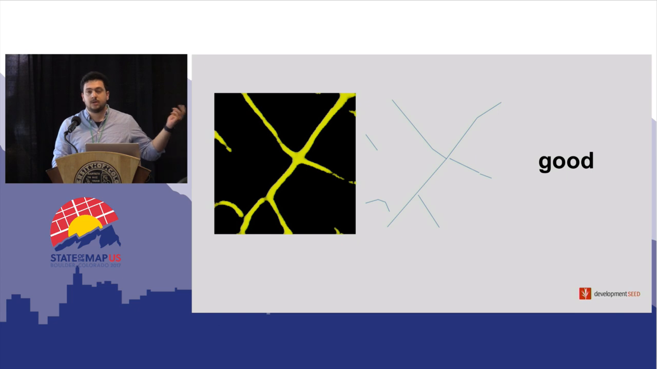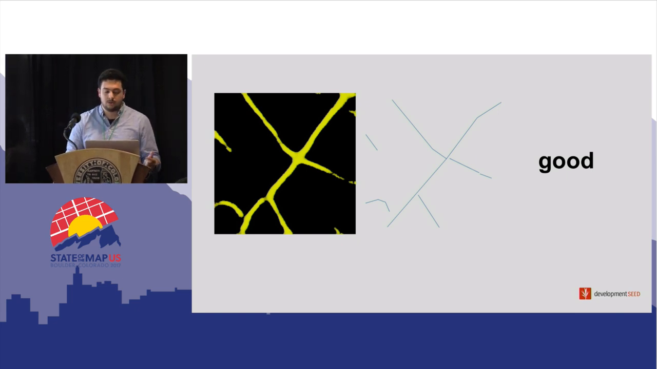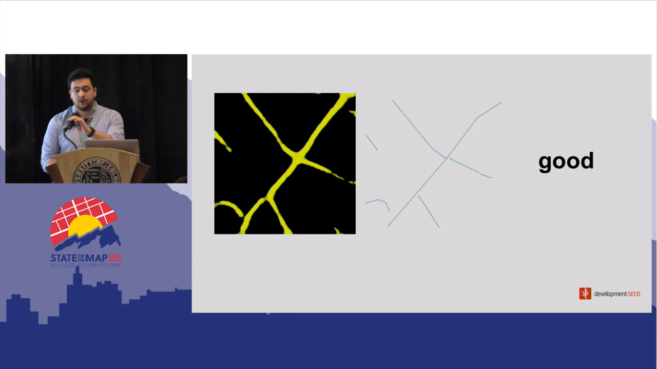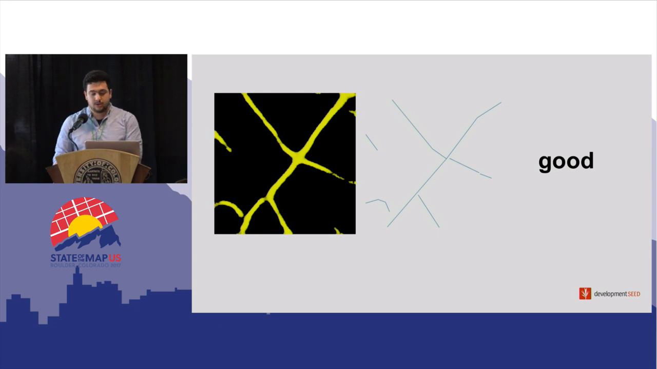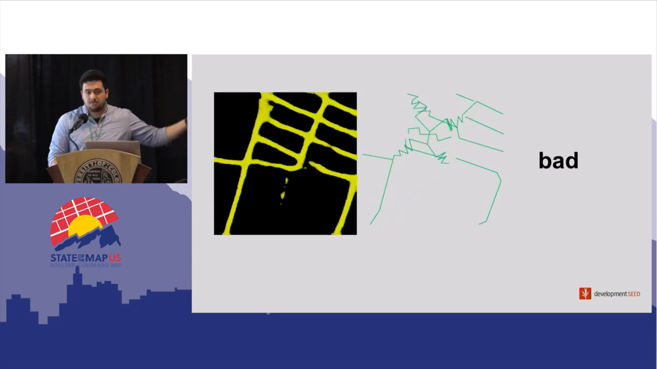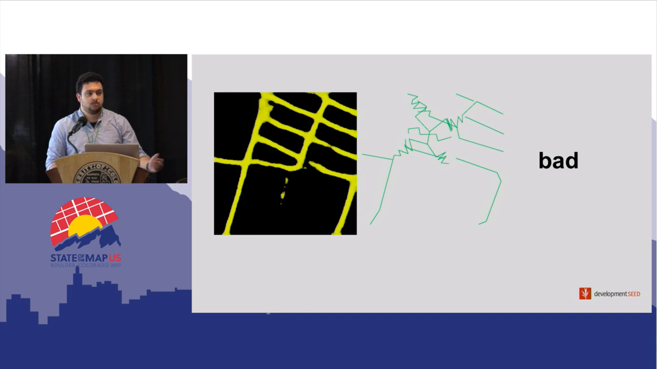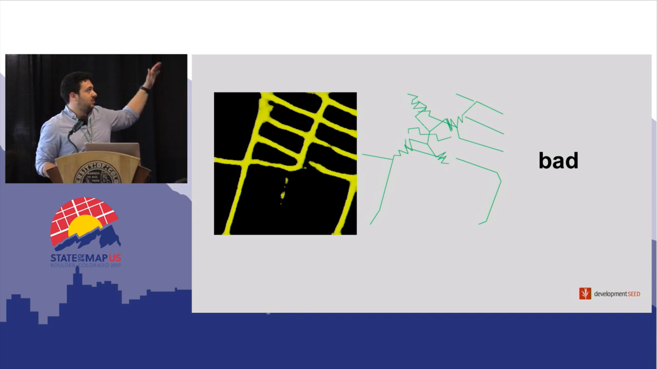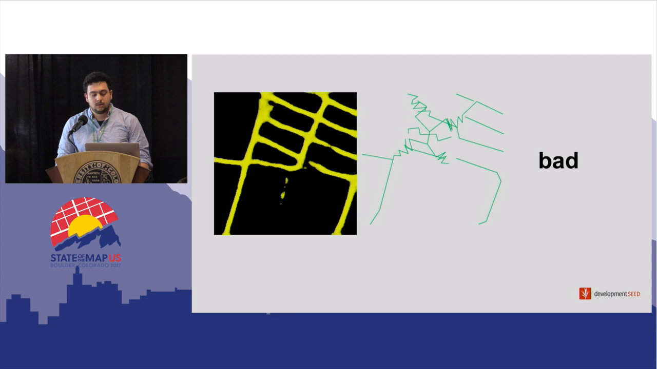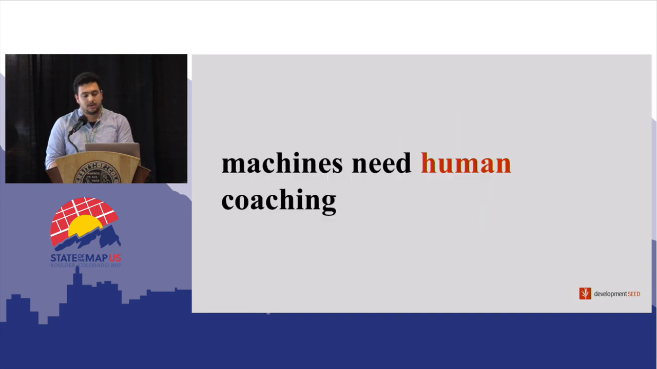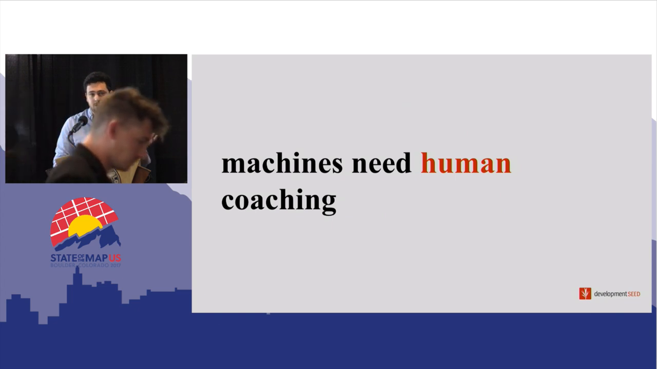For example, this is an output of our own machine learning algorithms. This is Skynet, if you've ever heard about it. So it matches the features on the ground, it does road detection, but this is an example of bad output. It saw that grid and it just decided to make squiggly lines. It doesn't match anything on the ground, but we still need a human in the process to correct for that and validate the machine output.